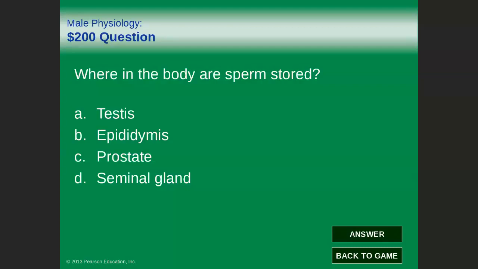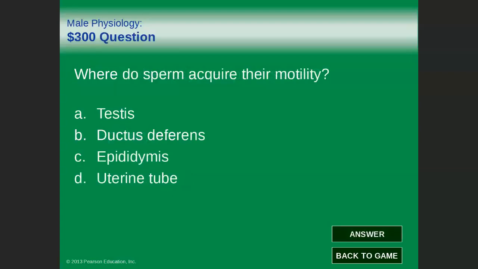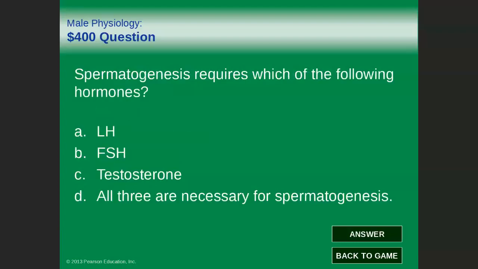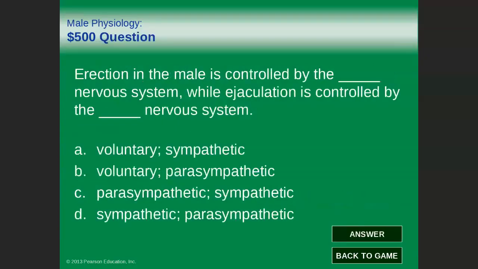Sperm are stored in the epididymis, and become motile. That's where the sperm acquire their motility, primarily in the epididymis. All three hormones are necessary. Erection in the male is controlled by the parasympathetic nervous system, while ejaculation is controlled by the sympathetic.